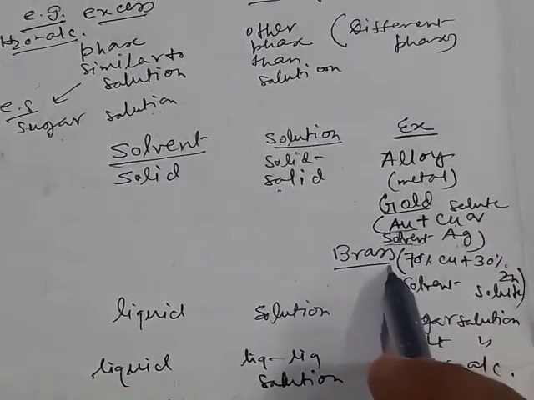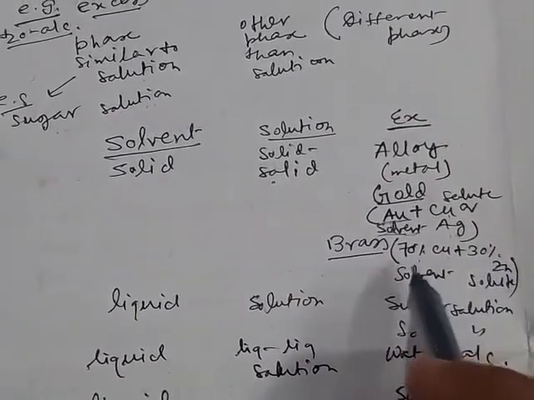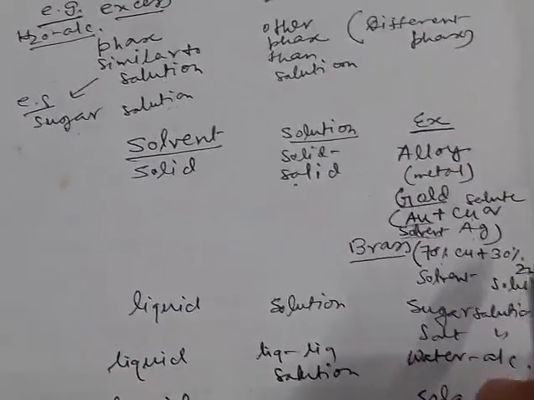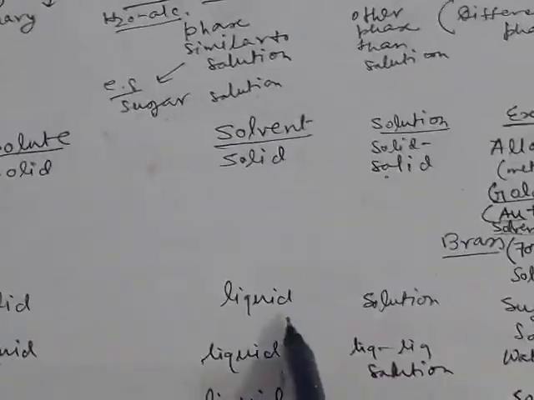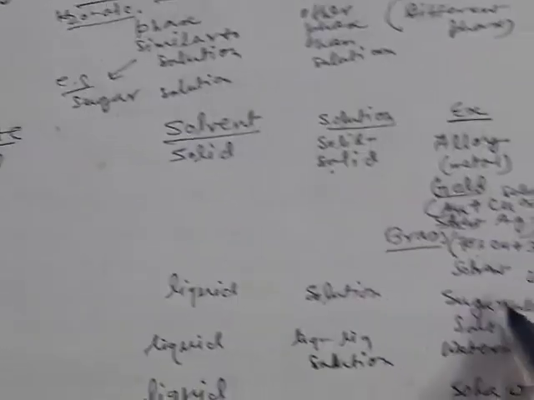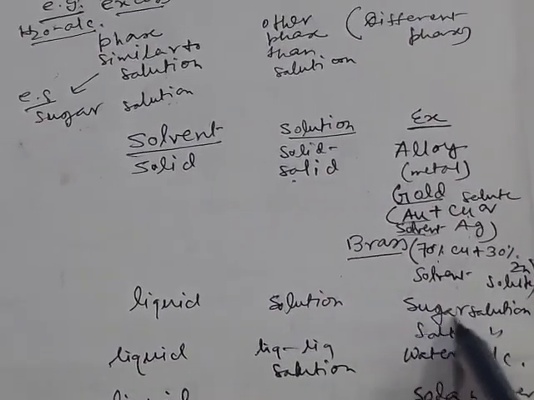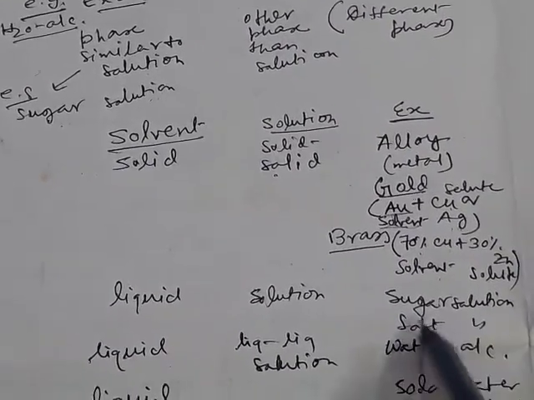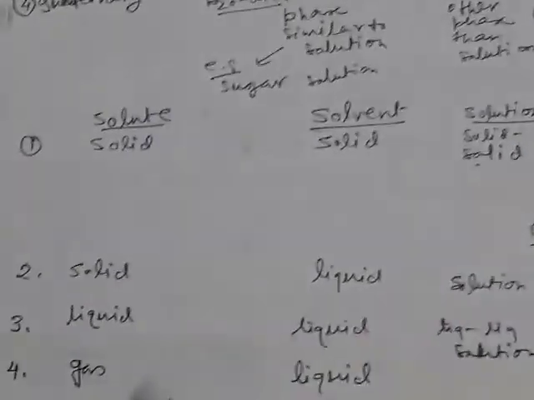Similarly, brass. The composition of brass is 70% copper and 30% zinc. So copper is solvent and zinc is solute. Now the second type: if the solute is solid and the solvent is liquid, then this is called simple or normal solution, for example sugar solution or salt solution. Here the solute is solid, sugar or salt, dissolved in water. Water is liquid, water is here the solvent.